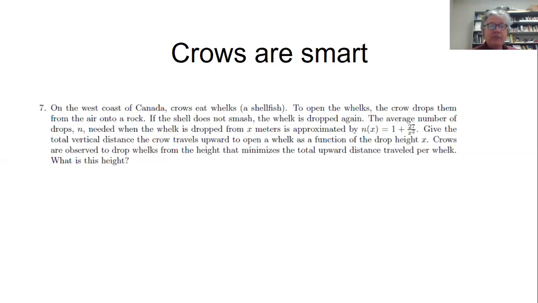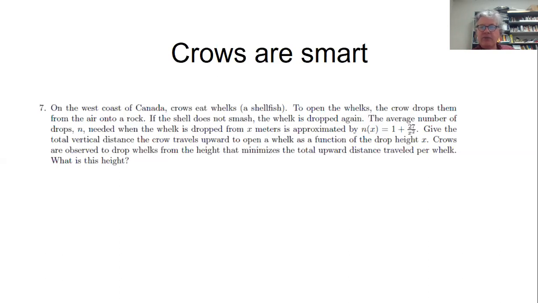They're very smart actually about it. Now the average number of drops needed when the whelk is dropped from X meters is approximately 1 plus 27 divided by X squared. So let's figure out what height they should drop from to minimize the total distance that they have to travel upwards. If they drop it from 1 meter high, we plug it into the equation, 1 plus 27 divided by 1 is 28. So I have to fly up 28 times. 28 times 1 meter is 28 meters.